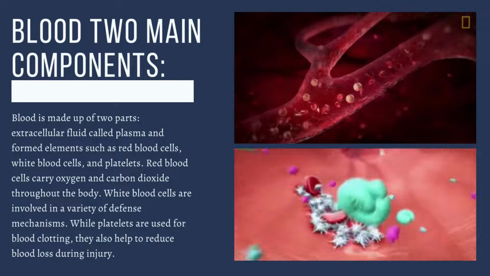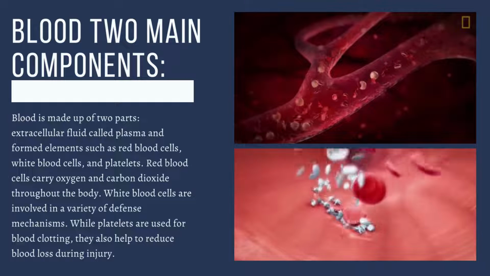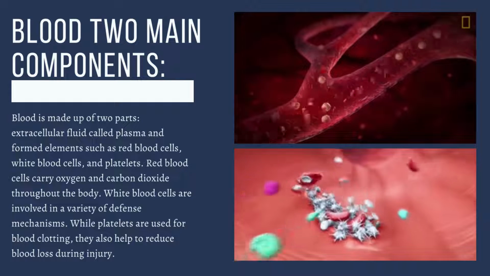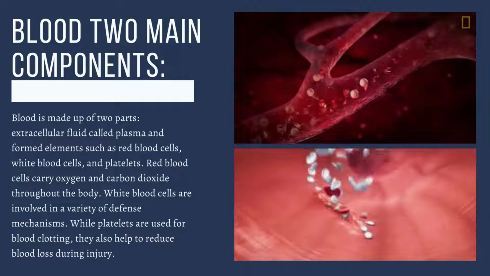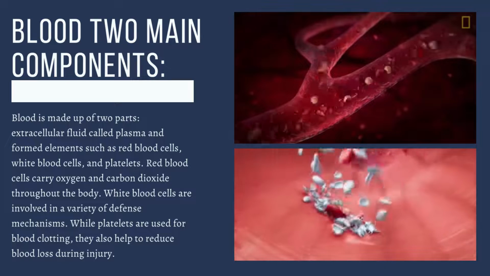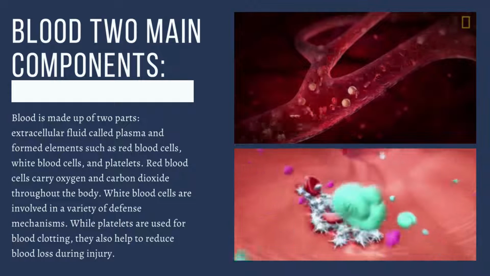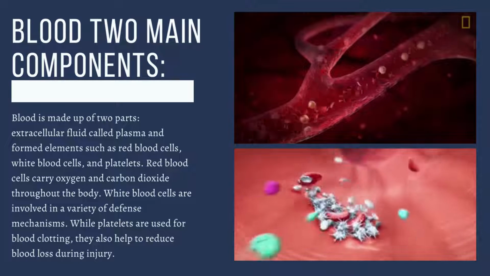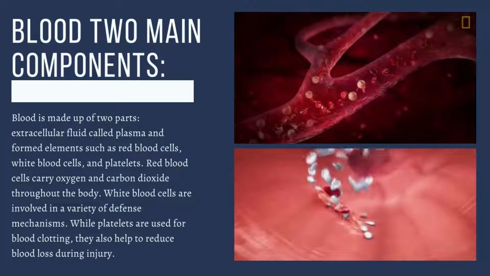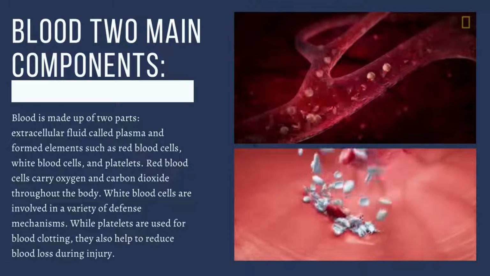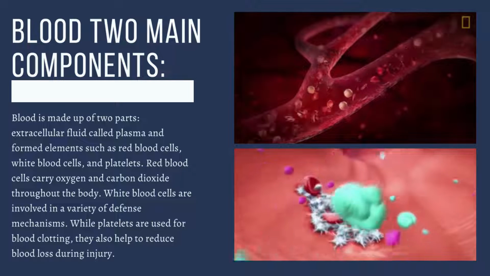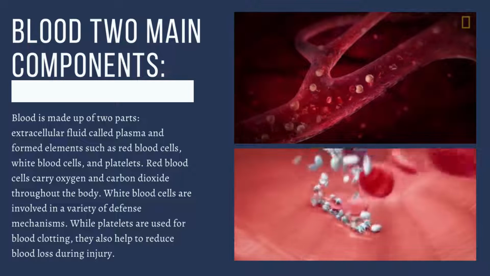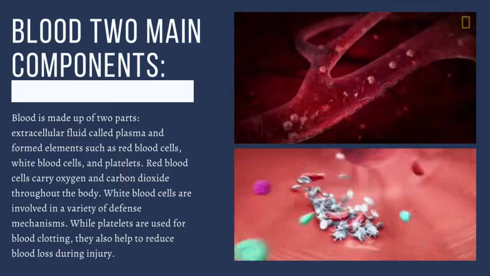Blood is made of two parts: extracellular fluid called plasma and formed elements such as red blood cells, white blood cells, and platelets. Red blood cells carry oxygen and carbon dioxide throughout the body. White blood cells, however, are involved in a variety of defense mechanisms, while platelets are used for blood clotting. They also help reduce blood loss during injury.